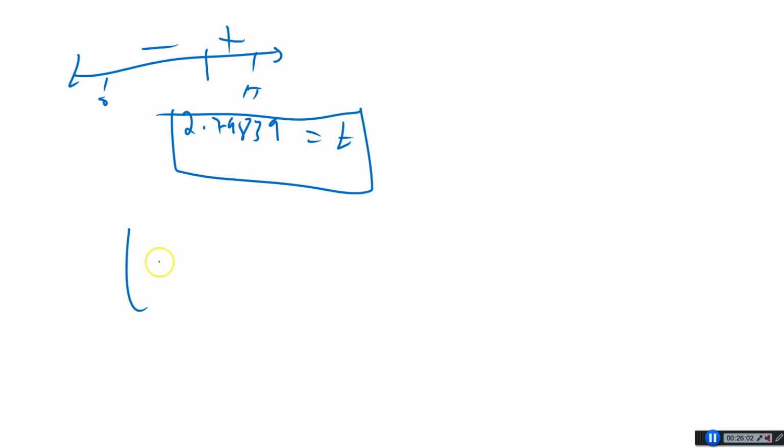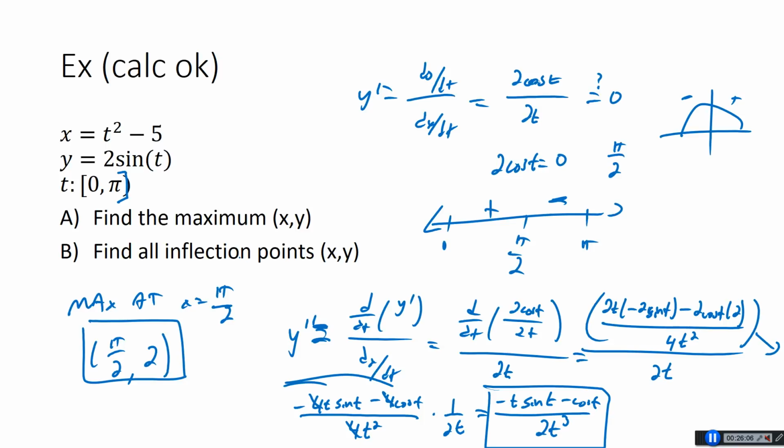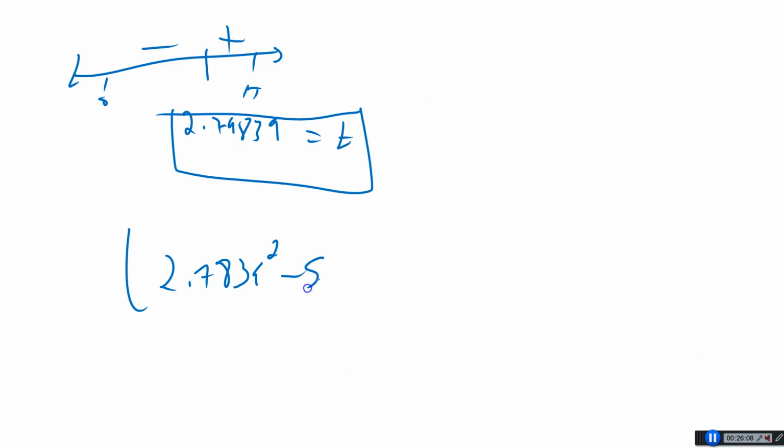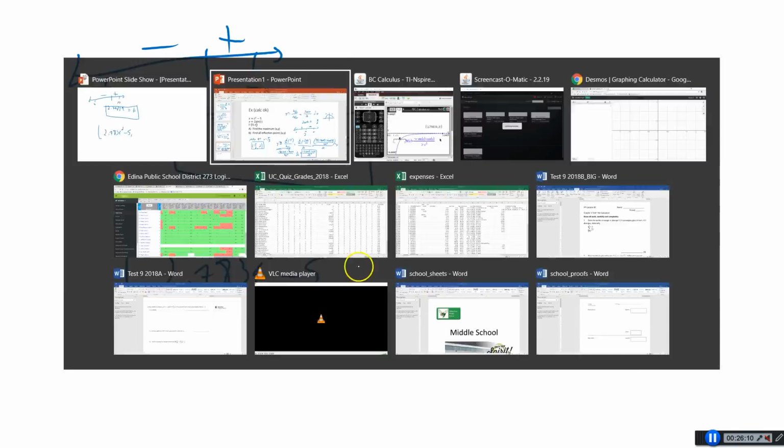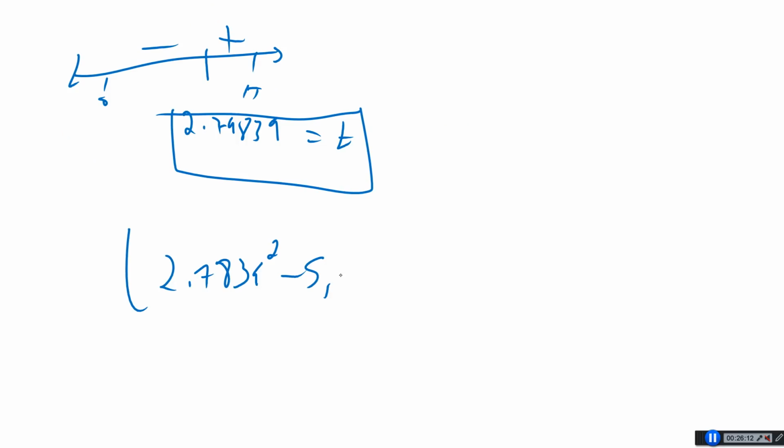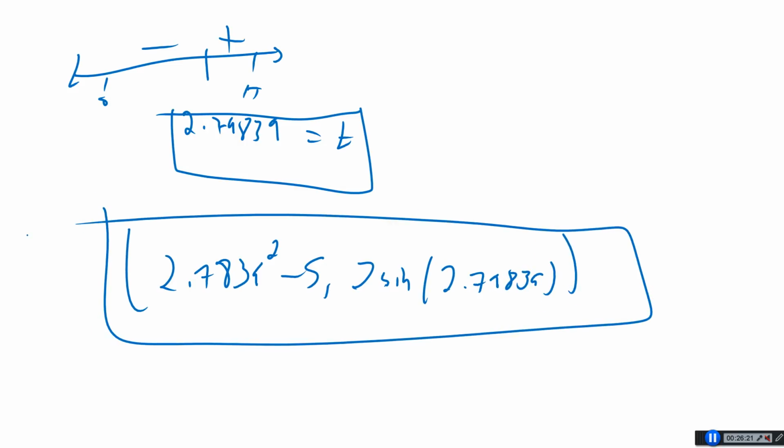So we're going to have to do 2.79839 squared minus 5, comma, 2 sine of 2.79839. And there's our point where the inflection point happens. Fun, fun, fun. Alright, moving on.